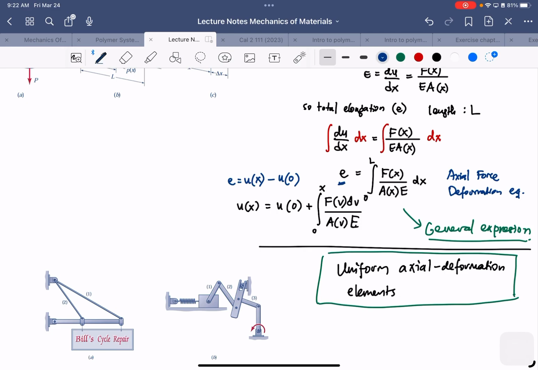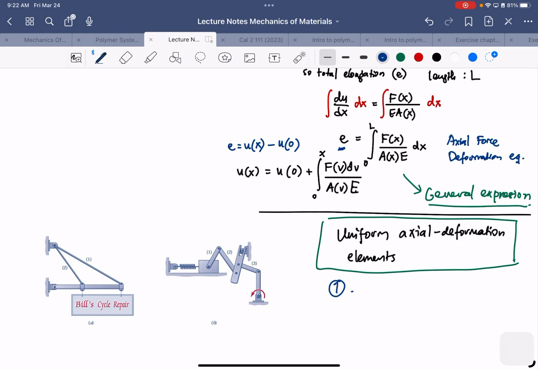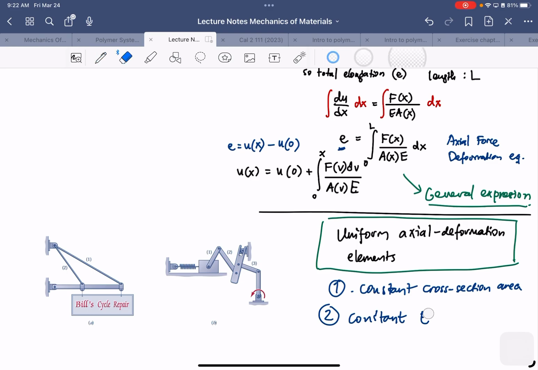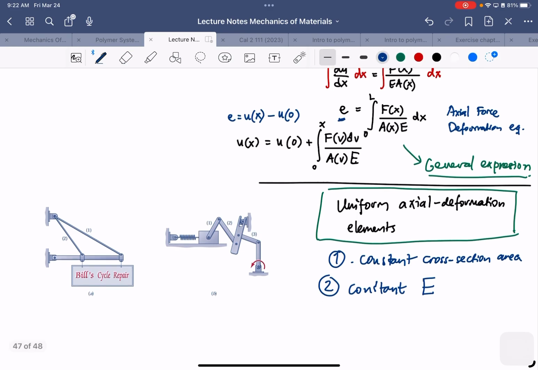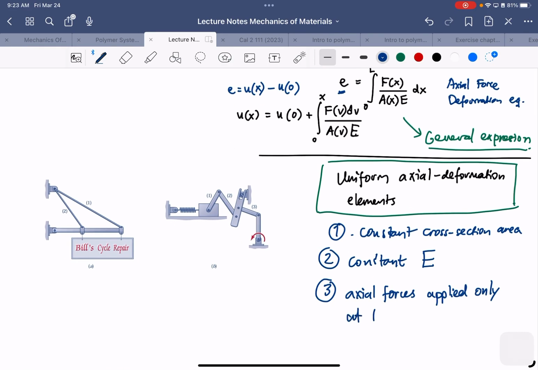What does it mean? It means, one, it has a constant cross-section area when deformed. Secondly, a constant Young's modulus, constant E. And then axial force applied only at the ends.